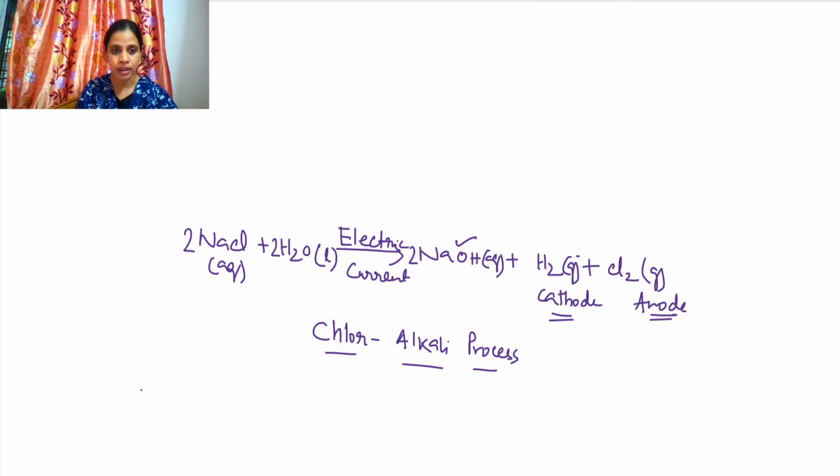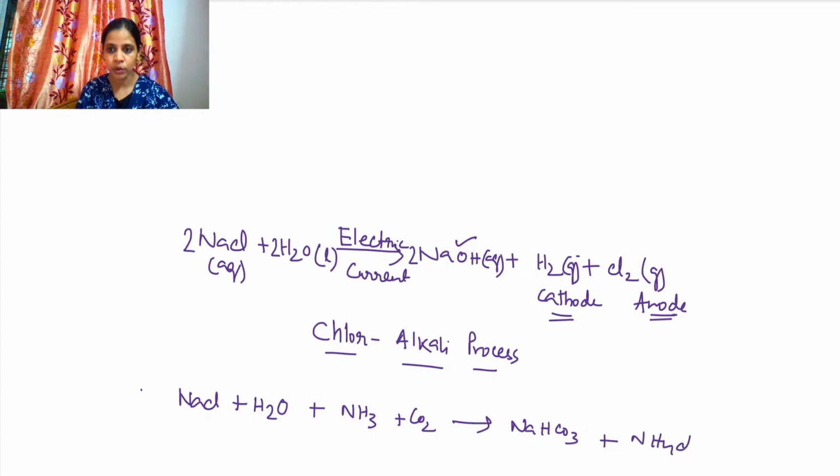If we pass ammonia and carbon dioxide gas through this brine solution, right, brine solution. Do you know the formula of brine solution? It is an aqueous solution of sodium chloride. So I write NaCl and water, and through this solution if we pass ammonia and CO2 we will get sodium hydrogen carbonate and ammonium chloride. You know sodium hydrogen carbonate is called baking soda. So in this way we can prepare baking soda.